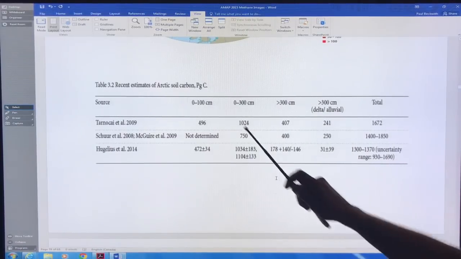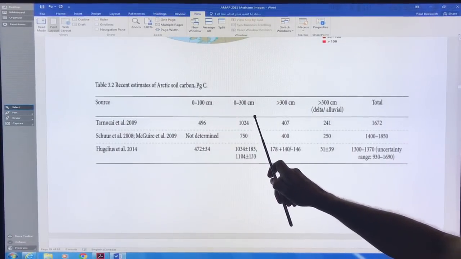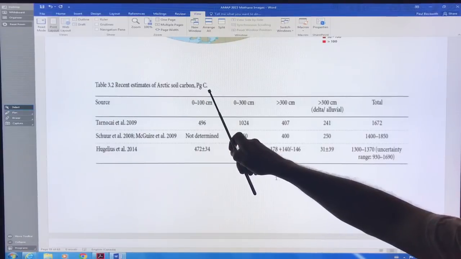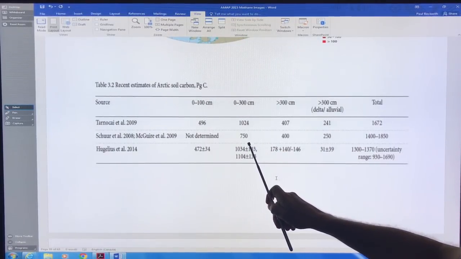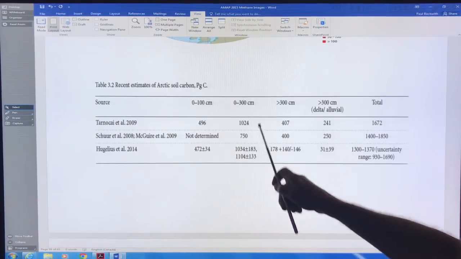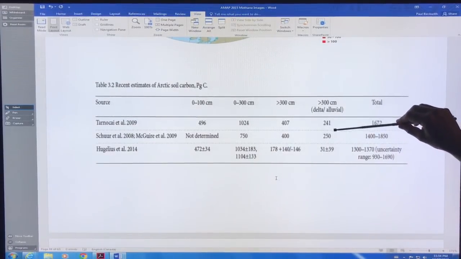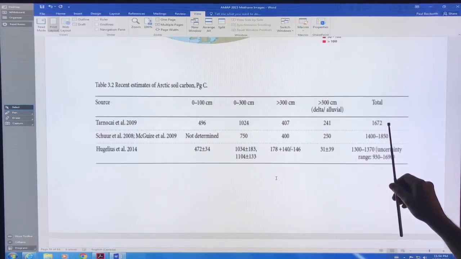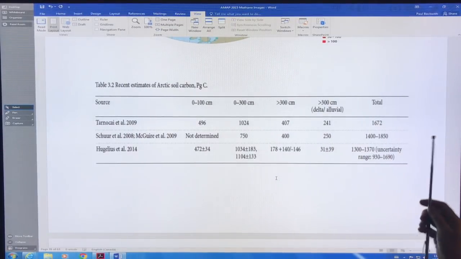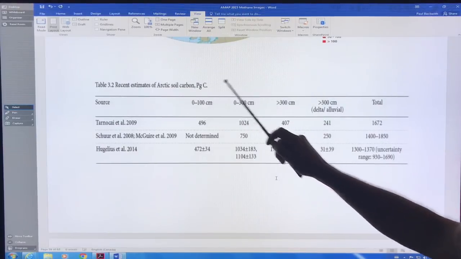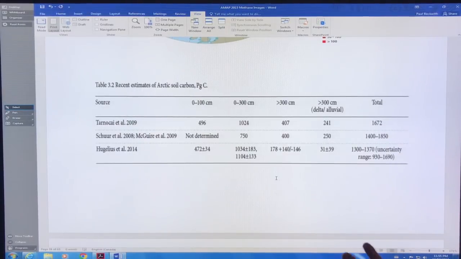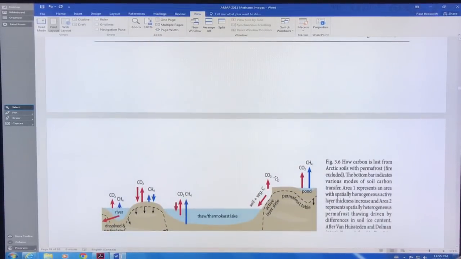And recent estimates, how much altogether? So you can divide it, 0 to 3 meters depth, 1024 petagrams of carbon, and 750, 1034, 1104 estimates. Deeper than 3 meters, 241, 250. So if you add this column to this column, 1672 petagrams of carbon, which is gigatons of carbon, or 1400 to 1850. So these estimates are huge. If a small fraction of this carbon decomposes, there will be huge amounts of methane emitted.